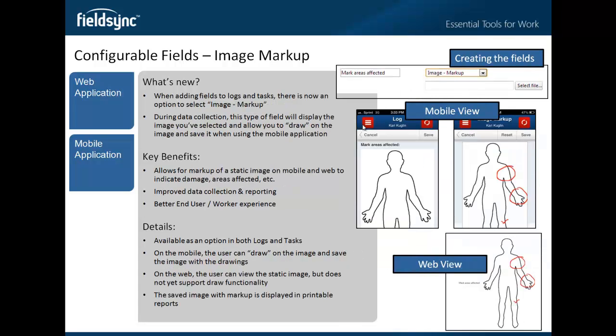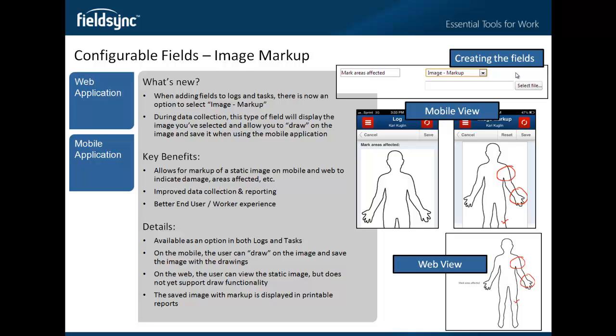Now, related to that image display, we also have a new configurable field type of image markup. Now what this allows you to do is provide an image to your staff or your end users, but allow them to mark up and draw on that image. So as you can see in this example, when I'm creating the field, I select image markup, and then I can choose the file that I want displayed. In this example, I chose the outline of a body.